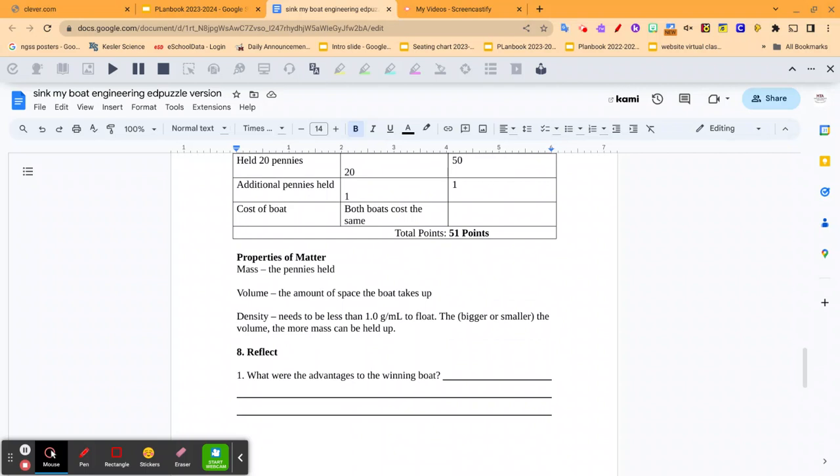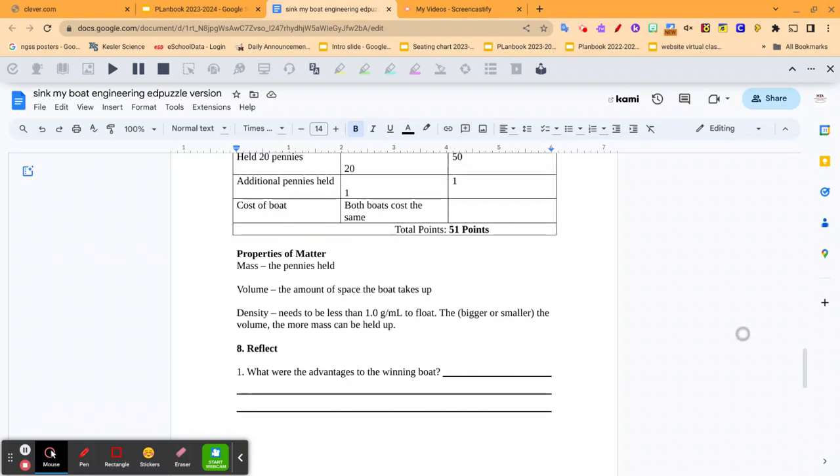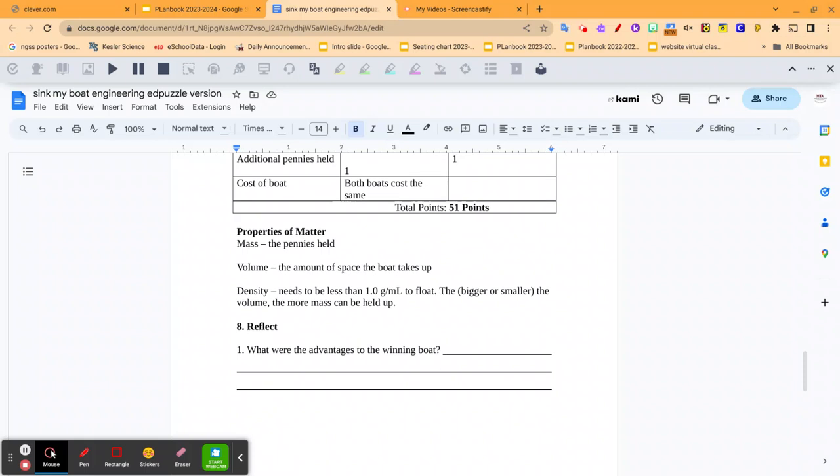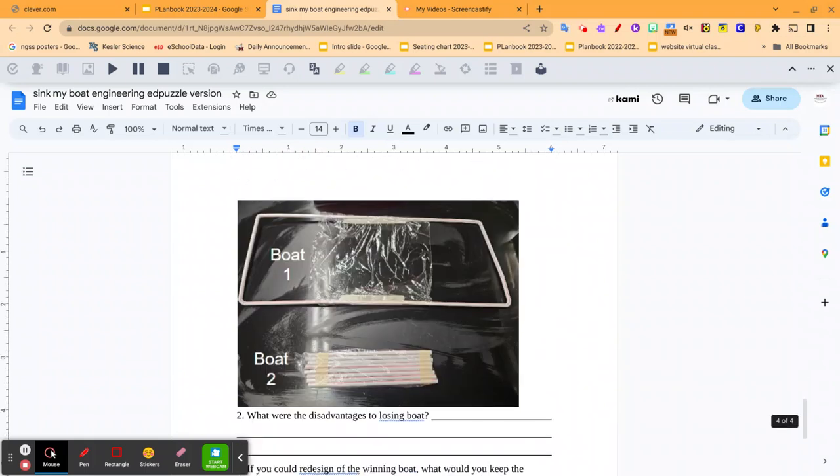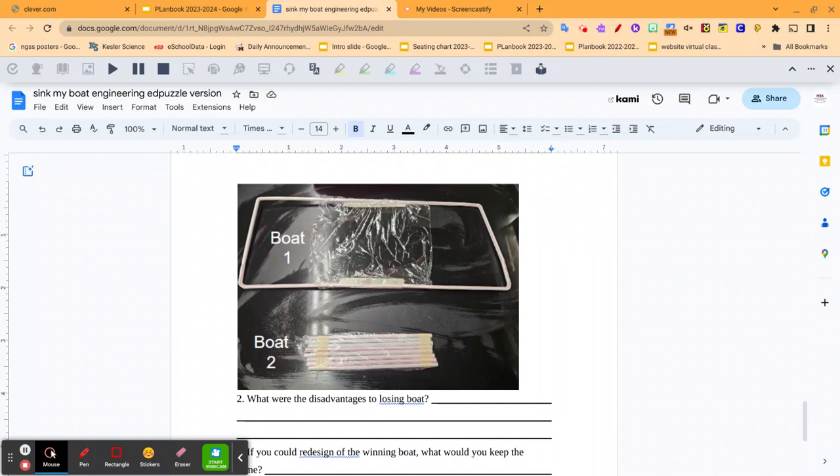Now, for the next questions, please use your properties of matter. Mass is the pennies held, volume is the amount of space the boat takes up, and density again needs to be less than 1 to float. So in a full sentence, please tell me, what were the advantages of the winning boat? The winning boat was boat number 1, the one pictured on top.